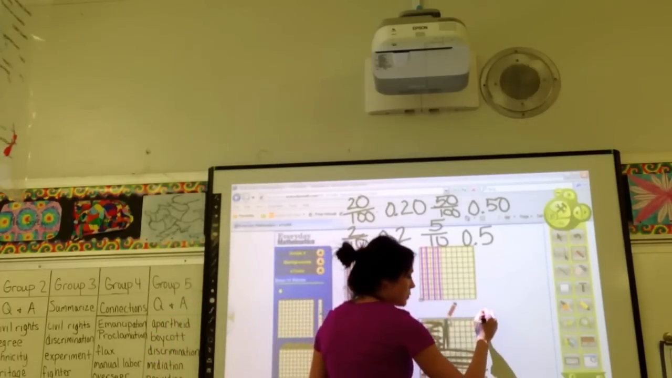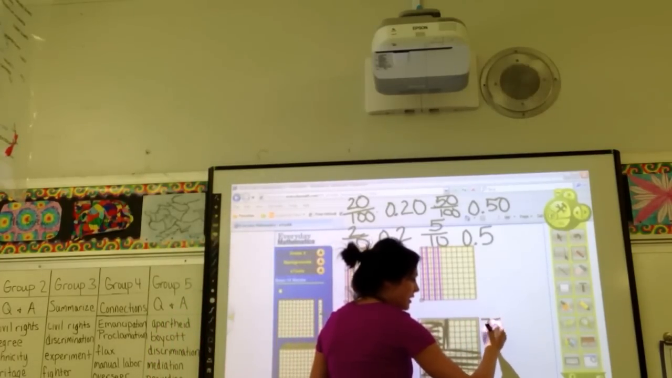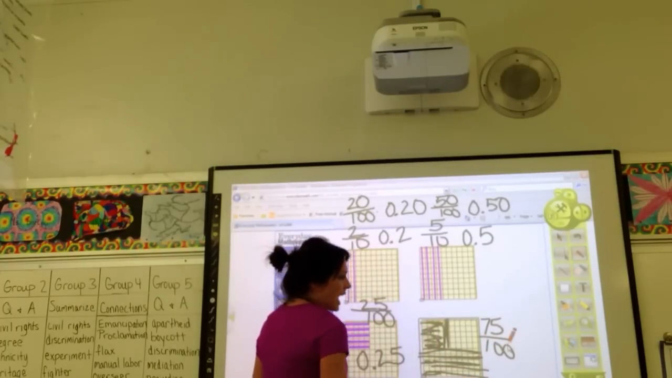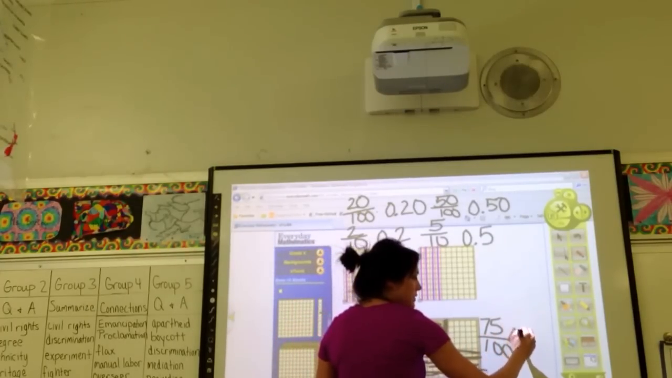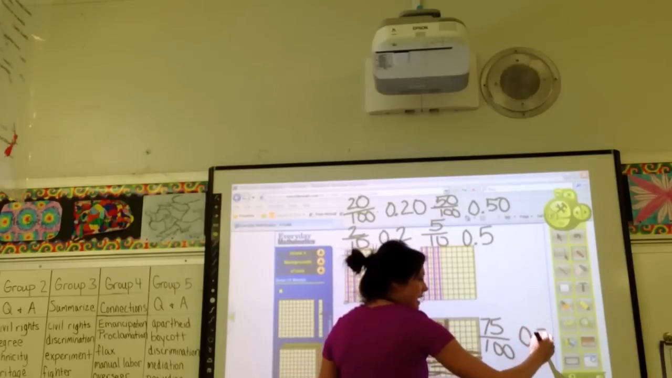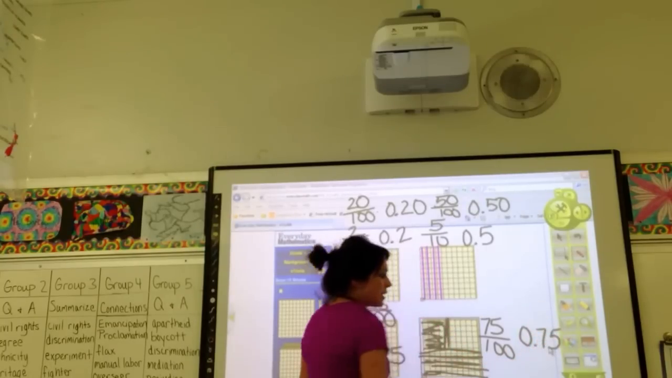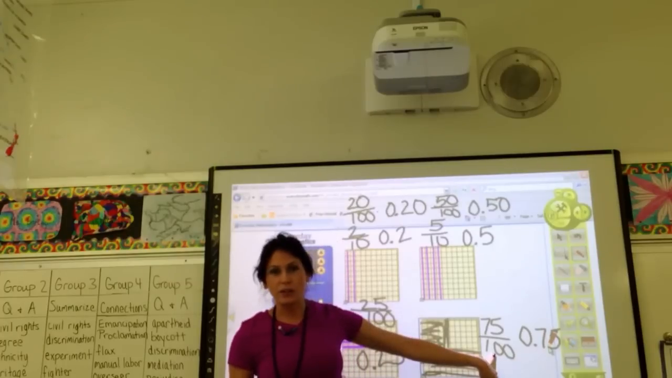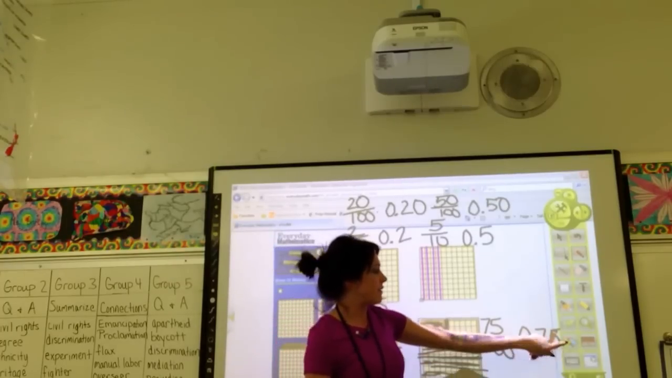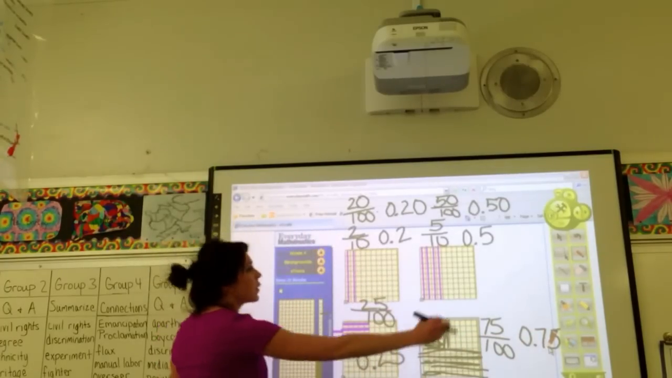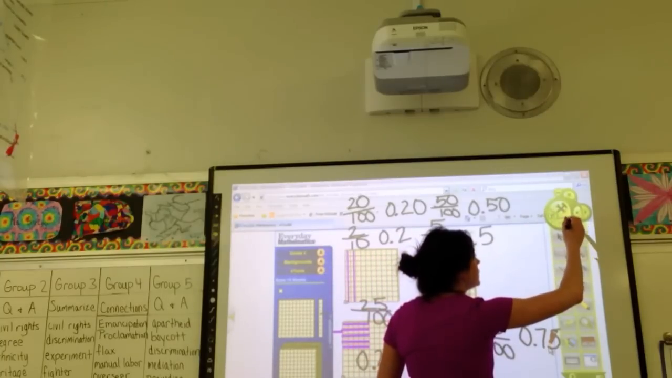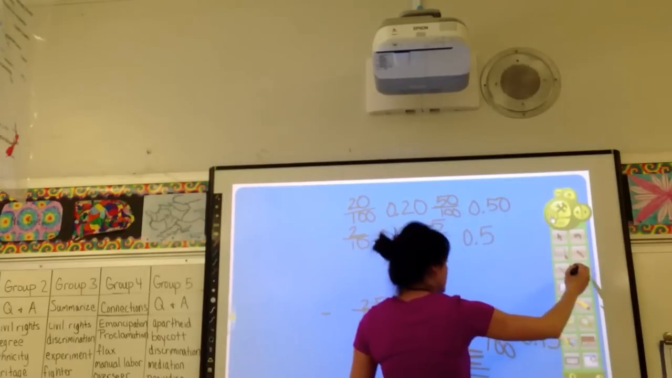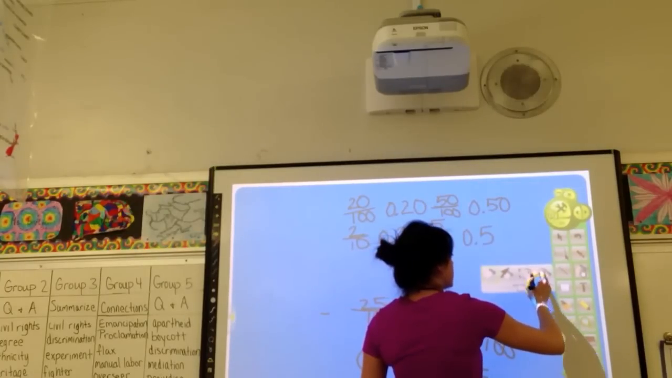So that would be represented by 75 hundredths, because 75 out of 100 are colored, and that would equal 0.75. My last digit needs to end in the hundredths place, and it does, 0.75. All right, let's go back to another problem. And I'm going to erase all this.